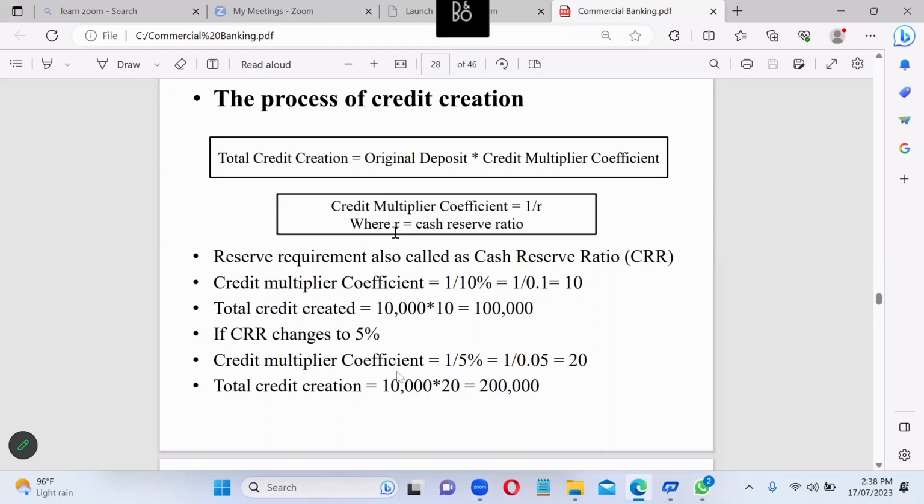That will be given in the examination, and the primary deposit will also be given in the examination. And you have to find how much the total credit creation is through this equation. Did everyone understand?